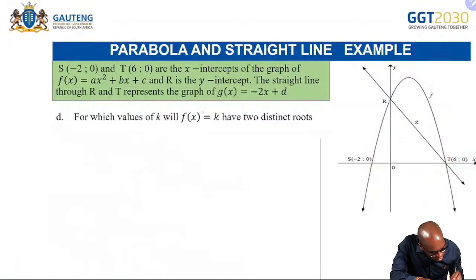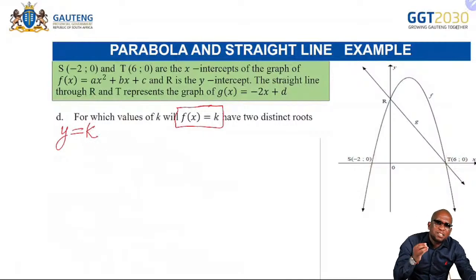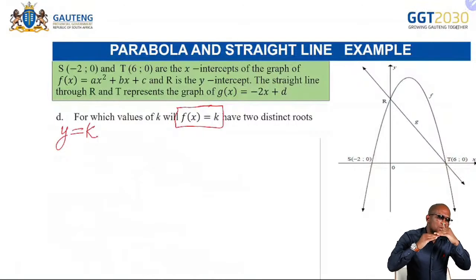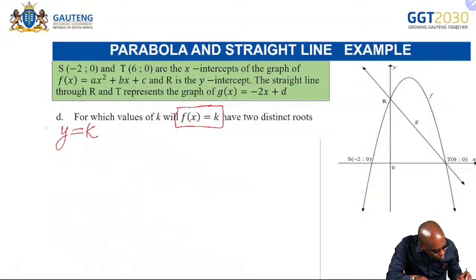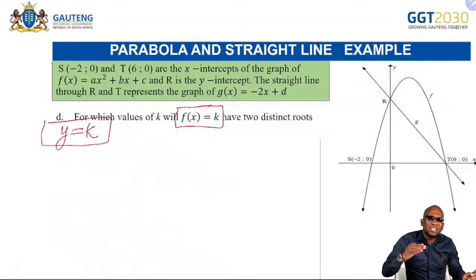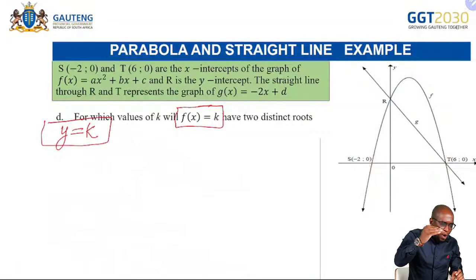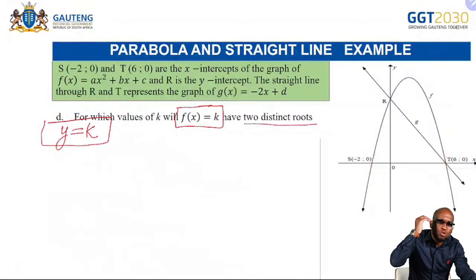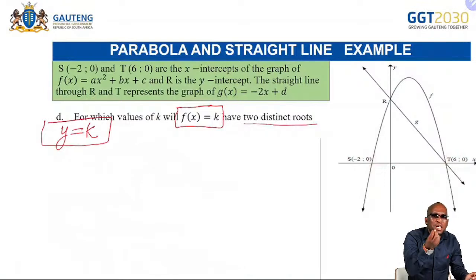So now you can see that you are given f of x equals k, which means that your y is equal to k. So they are asking you for which values of y will you have two distinct roots. For which values of y will the line give you two distinct roots? So if you move a line y equals k, that would be the transformation line that you're going to move. You want to get what? Two distinct roots. So you want this line to cut the graph in two different places. By distinct, they mean different, unique, in two unique or different places.